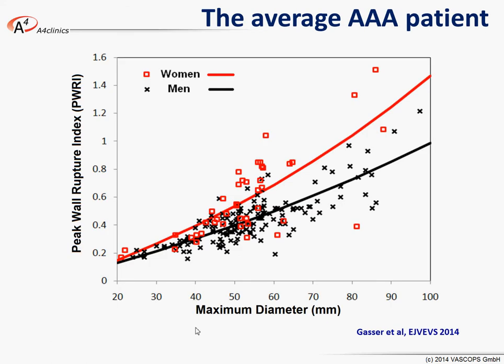Now, how to analyze the derived results? Let's first introduce the average AAA patient by just plotting a diagram that shows how the peak wall rupture risk index depends on the maximum aneurysm diameter. Now, this is such a diagram, and then you plot all your individual cases in this diagram and perform a regression. Then you will see that male and female regression lines look different, and these regression lines reflect the average male and female patients.